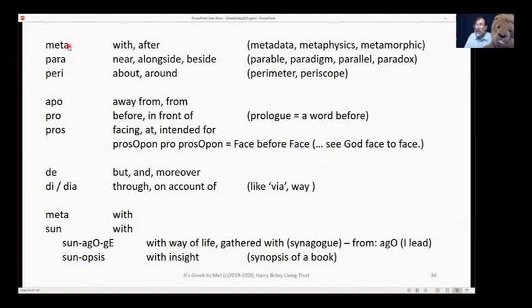So meta, I'm just merely with the item. I don't know if I'm running alongside it or ahead or below. I'm just kind of in proximity. I'm near it. Para, implying some action, not necessarily, but if we are acting, we're walking together in parallel. And then peri means I'm running circles around the object.